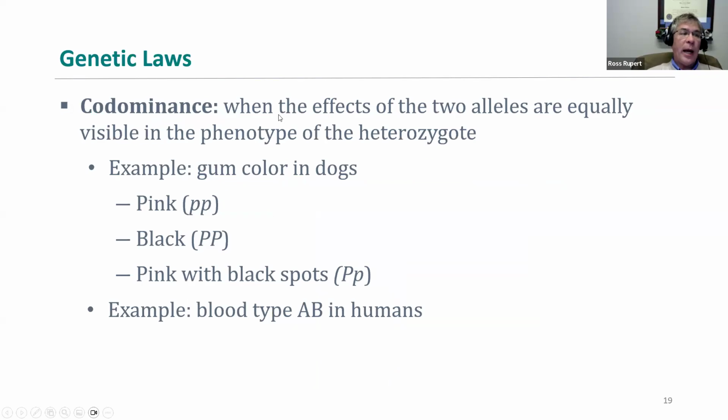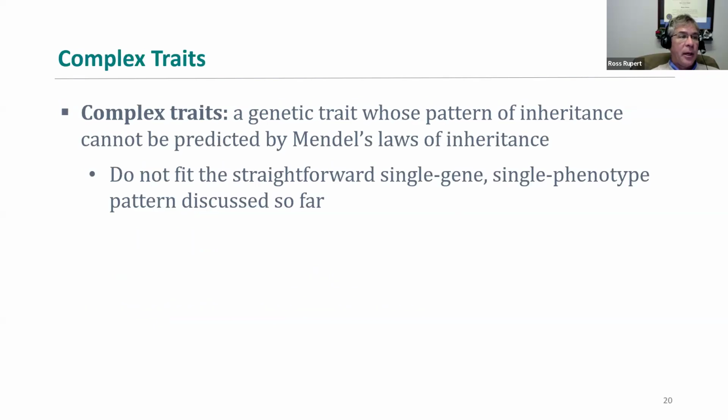Codominance is different as well. That's a third system, and in codominance, the effects of two alleles are equally visible in the phenotype. In other words, they're polka dotted. So instead of getting a red or a white or a pink, you get both. A good example of that is blood type. Blood type A, blood type B. When you put them together in terms of an AB genetic individual, you get both. They're polka dotted. They're both A and B, and the blood type is said to be AB.